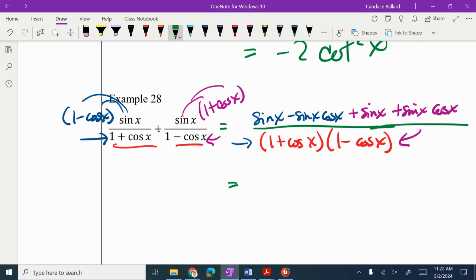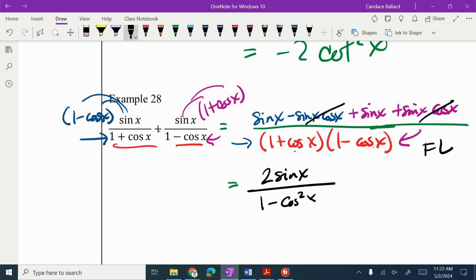What happens in the numerator there? Okay, I heard canceling, right? I get to cancel these two. What's 1 sine plus 1 sine? 2 sine x, good. Could I do a little first and last on the bottom? I'm going to FOIL, but they're conjugates, so I'm just going to do first and last. So it's 1 times 1, 1. Cosine times negative cosine, negative cosine squared x.